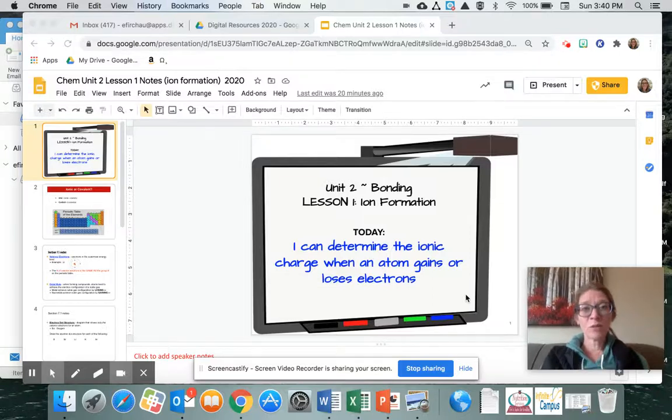All right, here we go with Unit 2. So Unit 2 is on bonding. There are three types of bonds that we'll discuss: ionic, covalent, and metallic.